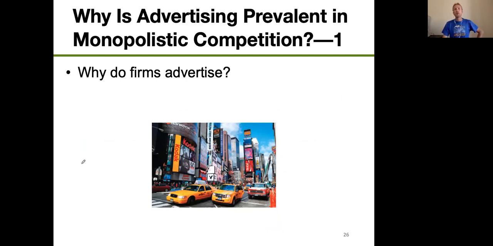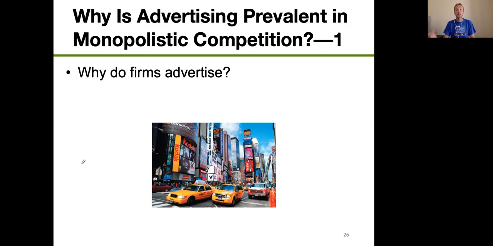Because you might not have thought about this, but there's no reason to advertise in perfect competition, nor is there a reason to advertise as a monopoly. In perfect competition, everybody's selling the same product anyway, and you're not able to change the price of your product. You just have to sell it at the market price, whatever they tell you. So there's no reason to advertise. It won't help you, it'll only increase your costs.